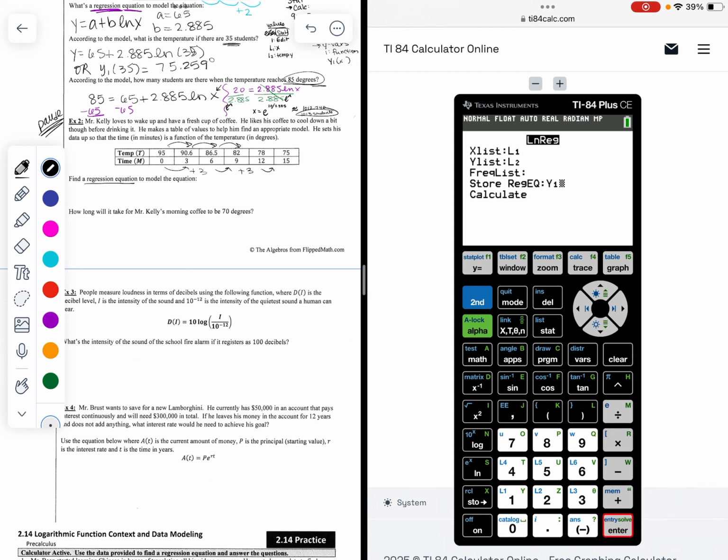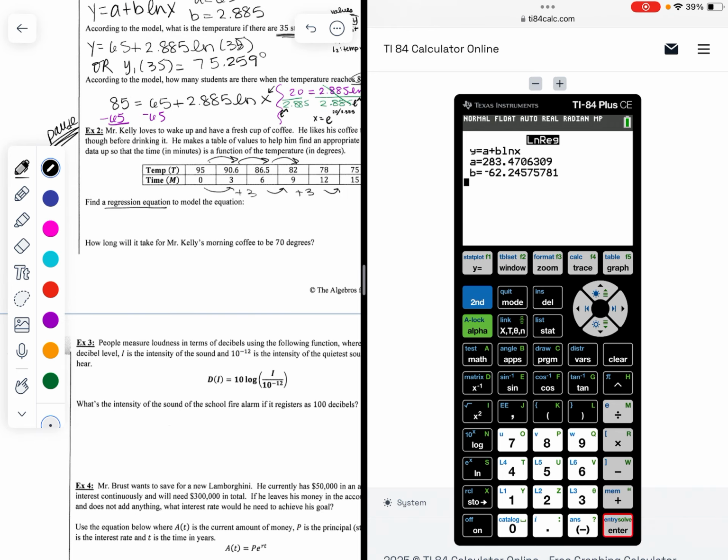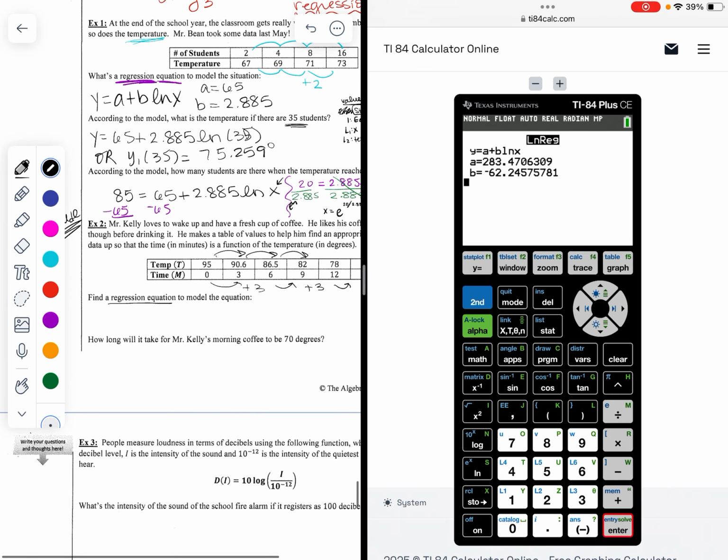It's done. So we see here that our regression model is Y equals A, which is 283.471, we're rounding, plus B, which is negative 62.246 times the ln of X, okay? Again, that's rounded, but the one that's in your calculator is not rounded. It is exact. It can store all that data in there for you.